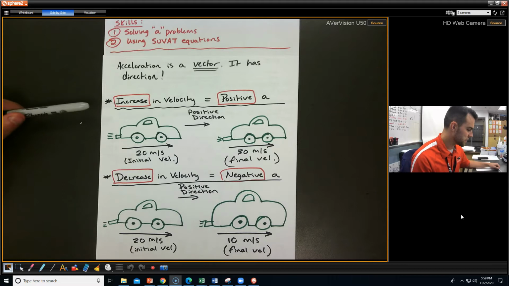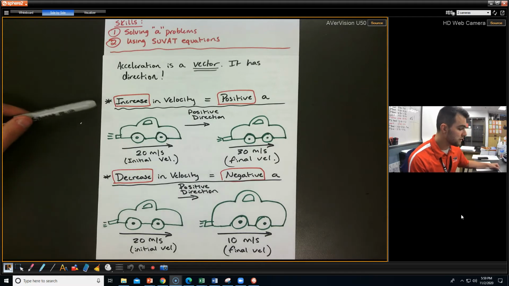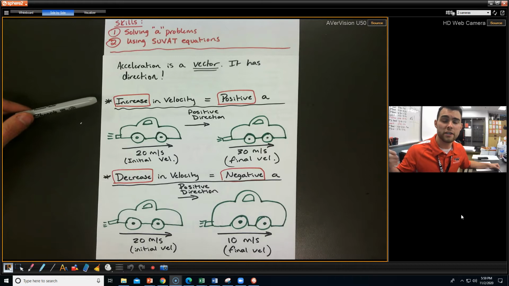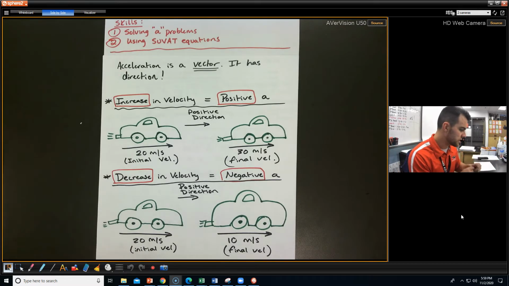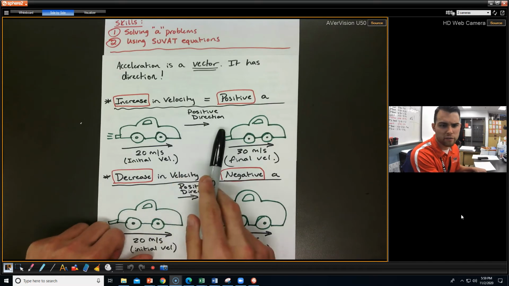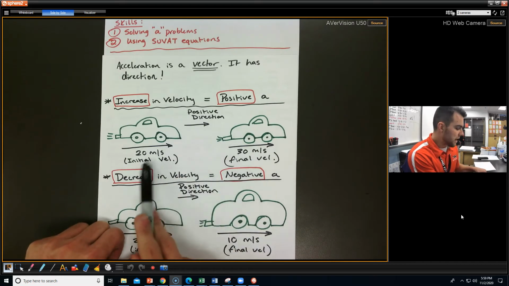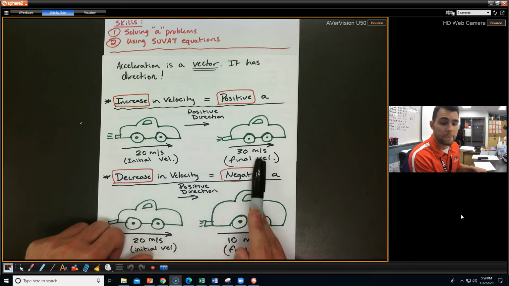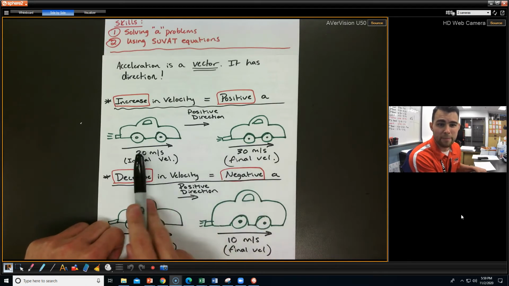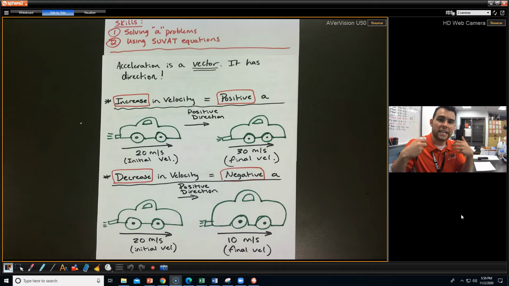So let's look at this first case right here. An increase in velocity is simply a positive acceleration. So it really just comes down to, is your velocity increasing? Is your final velocity greater than your initial velocity, which you can see here? We're still going in the positive direction, but I'm going from 20 meters per second to 30 meters per second. So I'm having a positive acceleration. I have to accelerate to go faster.